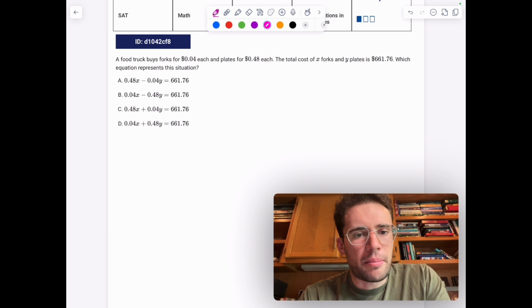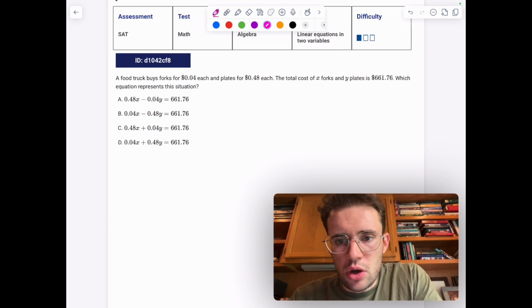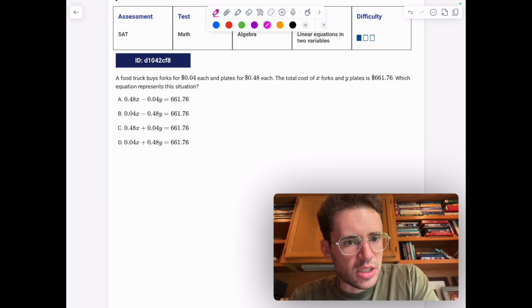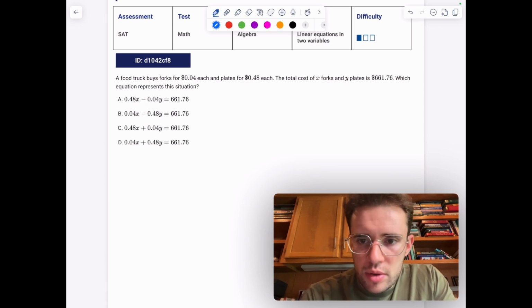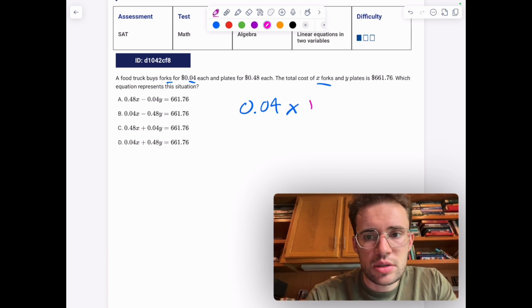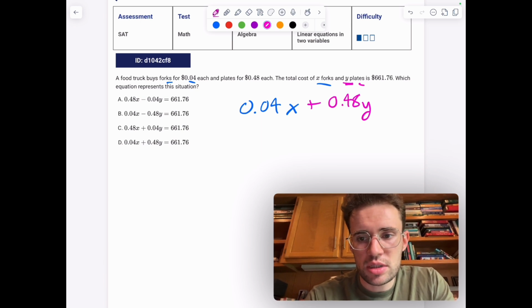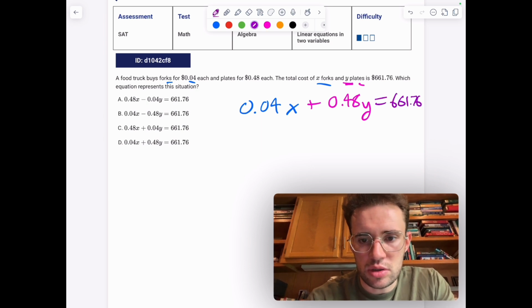A food truck buys forks for 4 cents each and plates for 48 cents each. The total cost of X forks and Y plates is 661.76. Which equation represents this situation? All right, well, X is the number of forks and the price of forks is 4 cents. So you just do 4 cents times the number of forks plus Y is the number of plates. So Y plates times the price per plate. So that's 0.48 times Y, the number of plates. And that would add up to the total that they spent on those two things. So it just looks something like this.